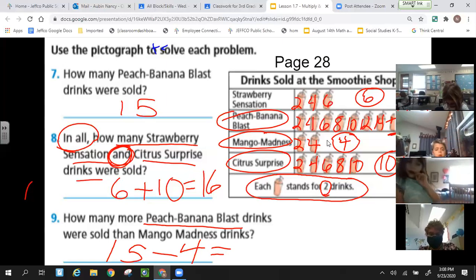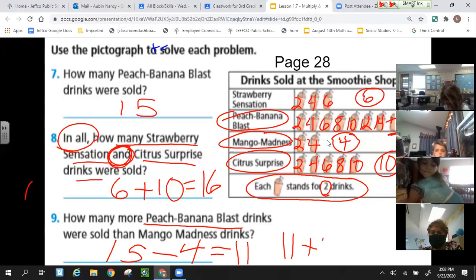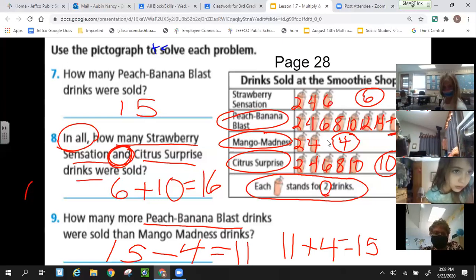Anybody agree here? We could check that and say, well, we know 11 plus 4 equals 15 because that's the inverse operation. Addition's the inverse of subtraction. Did you want to add on, Henrik, or do you agree? You agree? I see a lot of thumbs up.